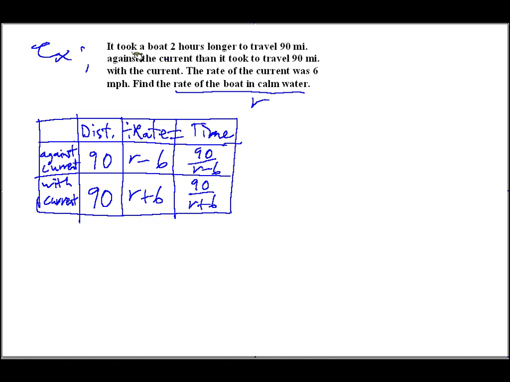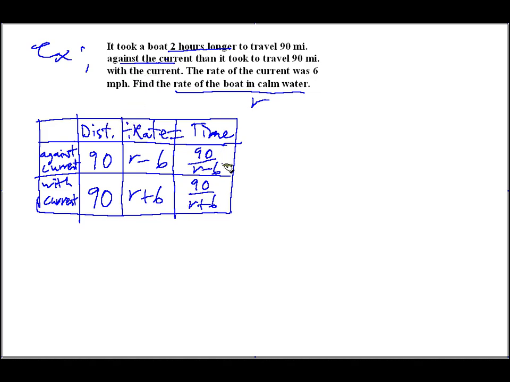He says it took a boat 2 hours longer to travel 90 miles against the current than it took to travel 90 miles with the current. So against the current took 2 hours longer than with the current. What does that mean? That means that the difference of the two times will be 2 hours. Again, which is the longer time? Well, against the current we took longer, and with the current we took less time.